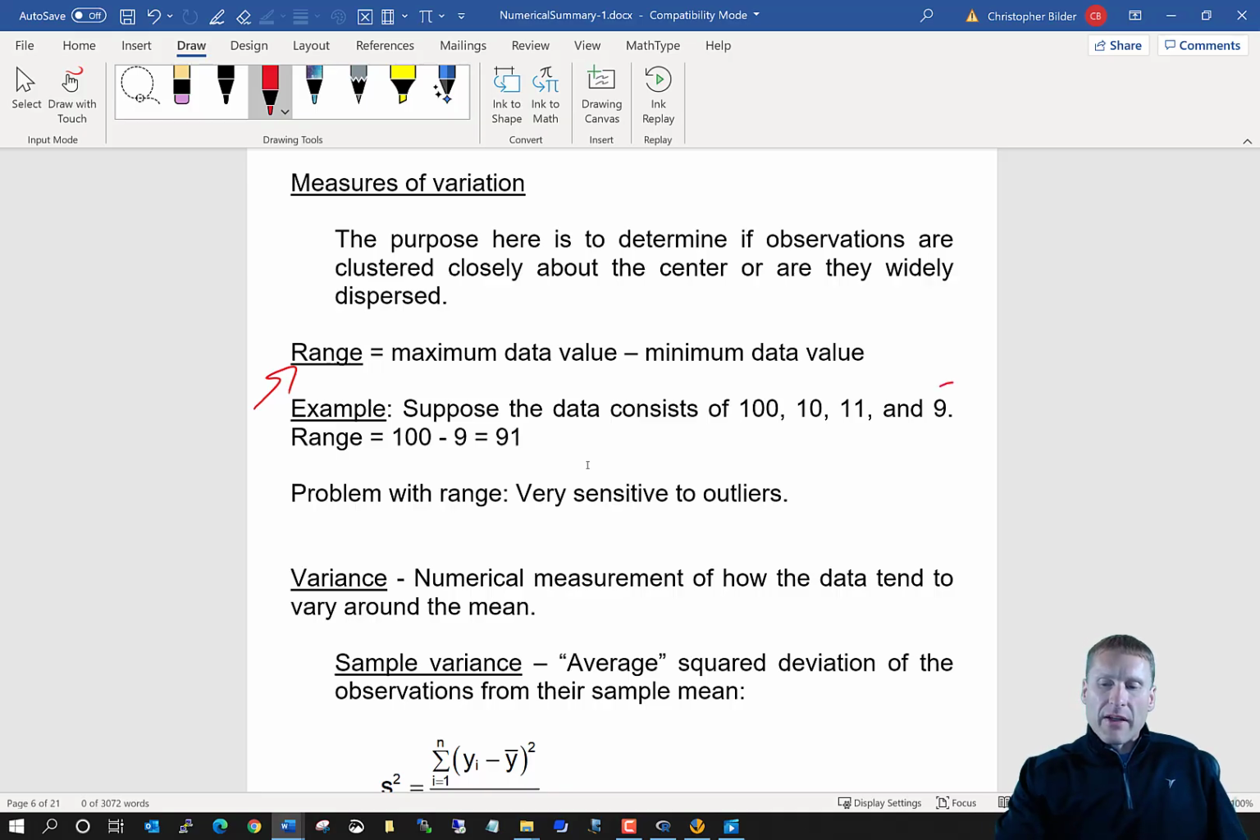So for example, let's say I had a sample consisting of the numbers 100, 10, 11, and 9. Well, the range is 100 minus 9, the maximum minus the minimum, you get 91. Now, as you can see here, this 100 is kind of different from those other numbers. And it also helps you see that the range is very sensitive to outliers, or these extreme values. And so because of that, we rarely will use the range to measure variation.